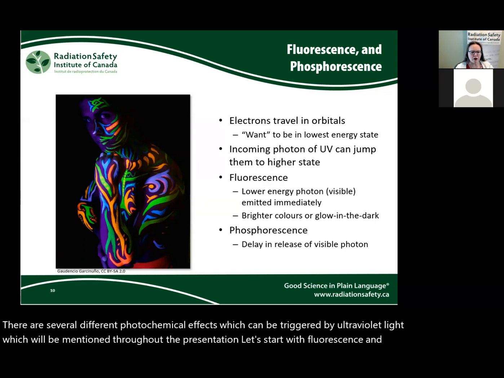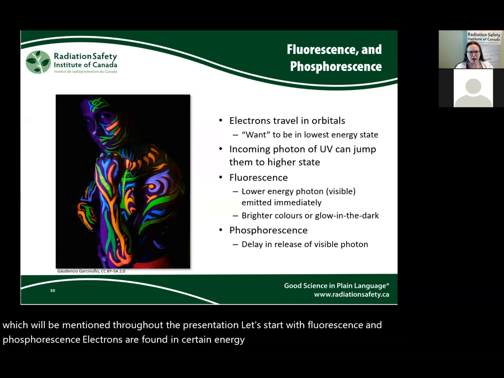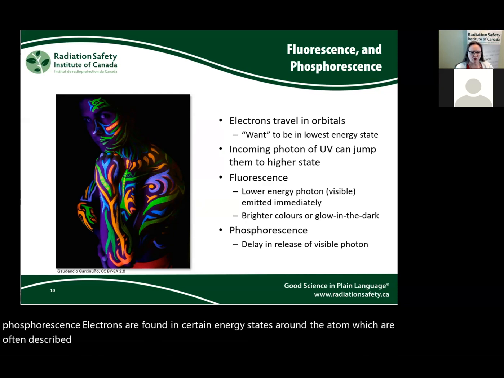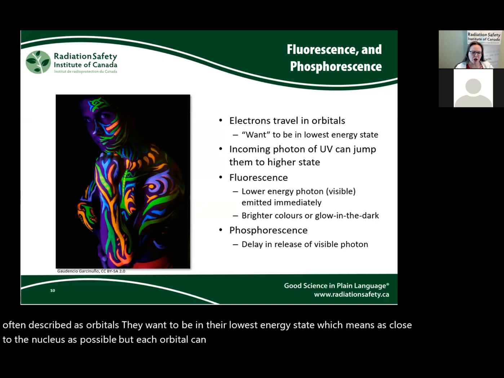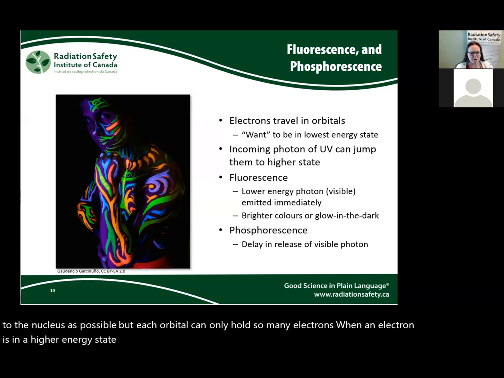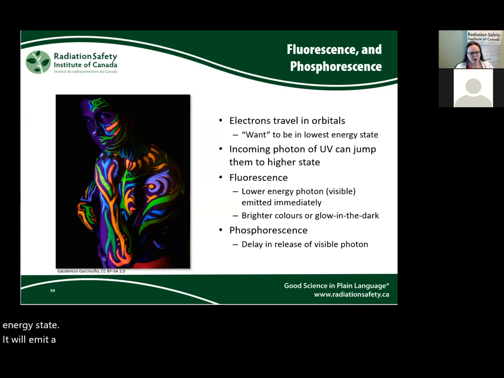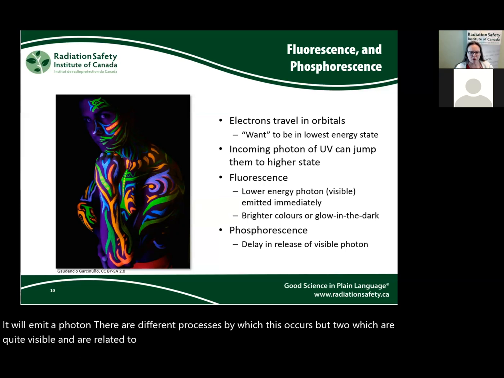Electrons are found in certain energy states around the atom, which are often described as orbitals. They want to be in their lowest energy state, which means as close to the nucleus as possible, but each orbital can only hold so many electrons. When an electron is in a higher energy state than it needs to be, when it drops back down to its lower energy state, it will emit a photon. There are different processes by which this occurs, but two which are quite visible and are related to the absorption of a photon of UV light are fluorescence and phosphorescence.